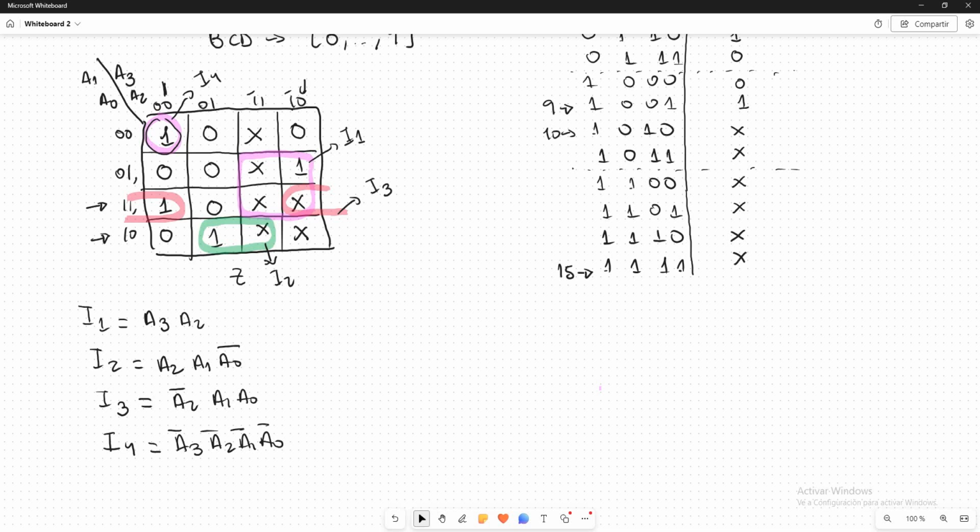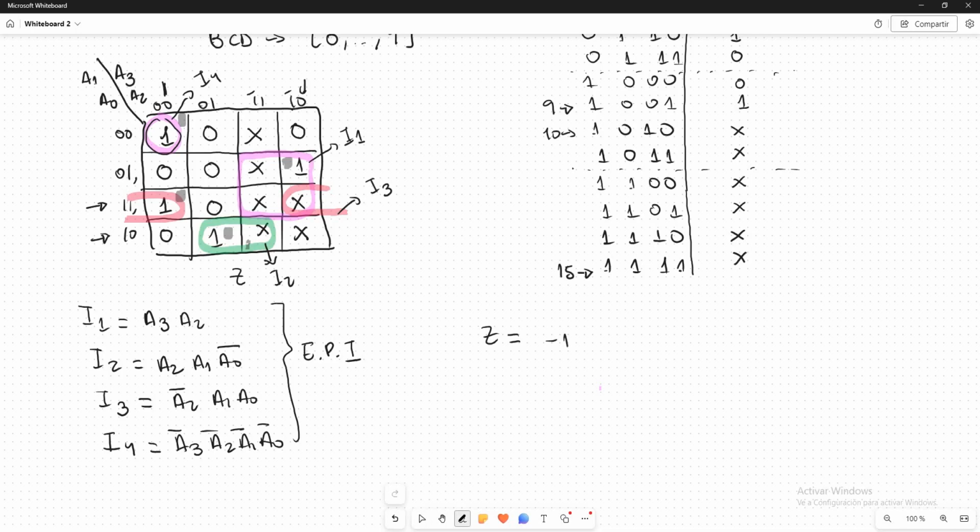The next step, we are going to identify the essential prime implicants using the distinguished cells. We have here a distinguished cell. We have here a distinguished cell. Here we have a distinguished cell. Here, all of them contain distinguished cells. So all of them are essential prime implicants. So we know that in order to obtain the minimal sum, we have to include all the essential prime implicants.